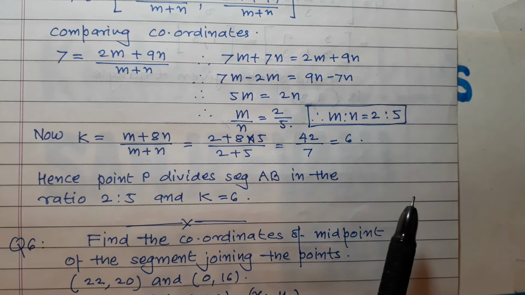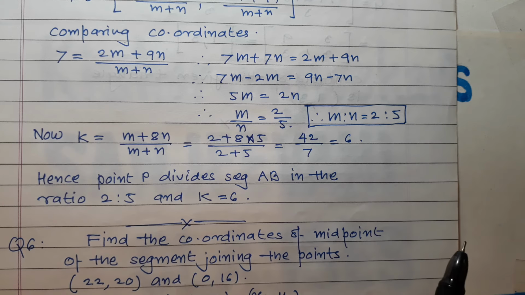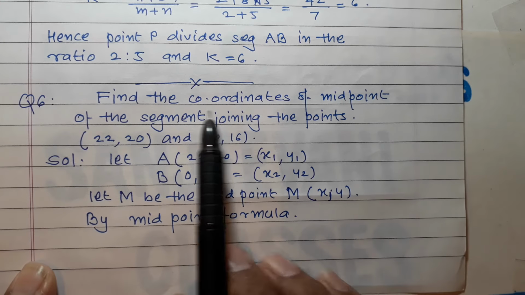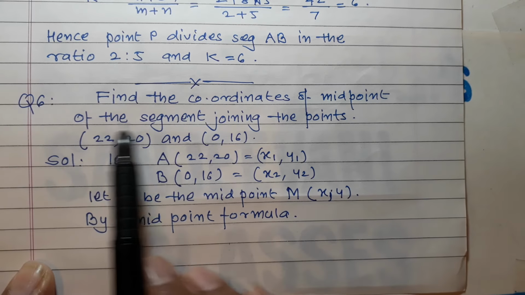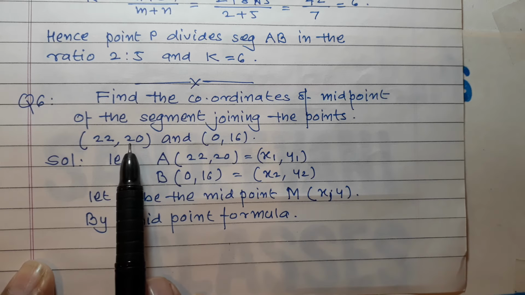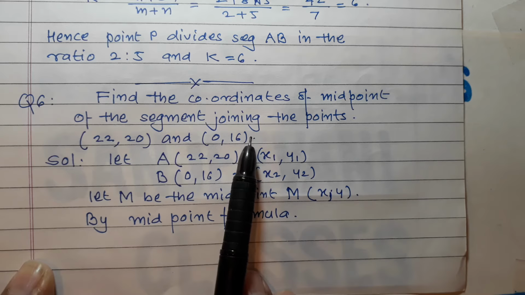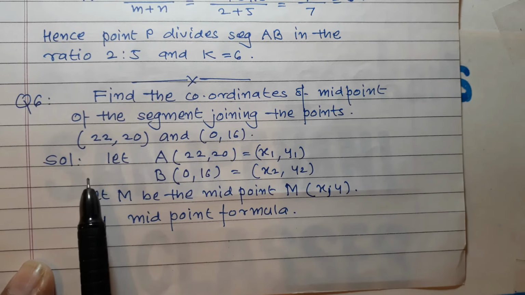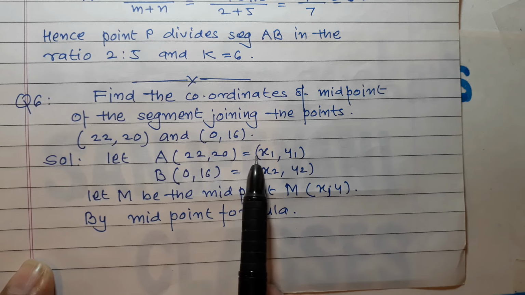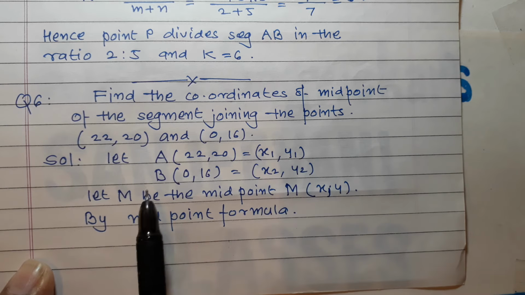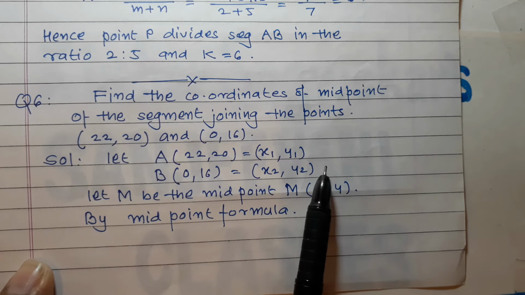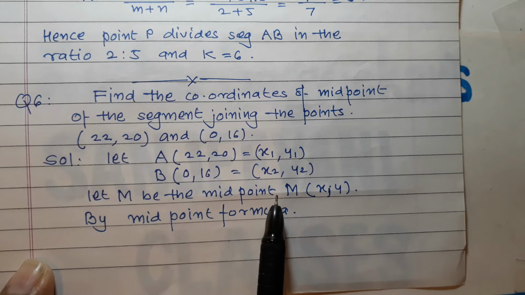Okay. Then I will take question number 6. Find the coordinates of the midpoint of the segment joining the points (22, 20) and (0, 16). Solution. Let A(22, 20) is equal to (x1, y1), B(0, 16) is equal to (x2, y2). Let M be the midpoint.